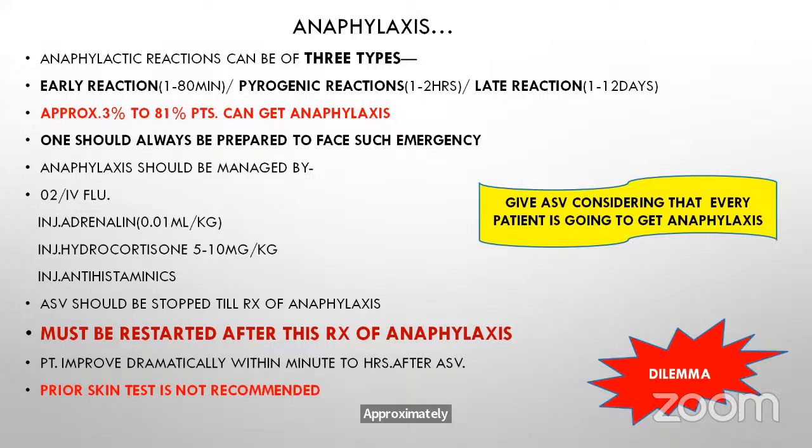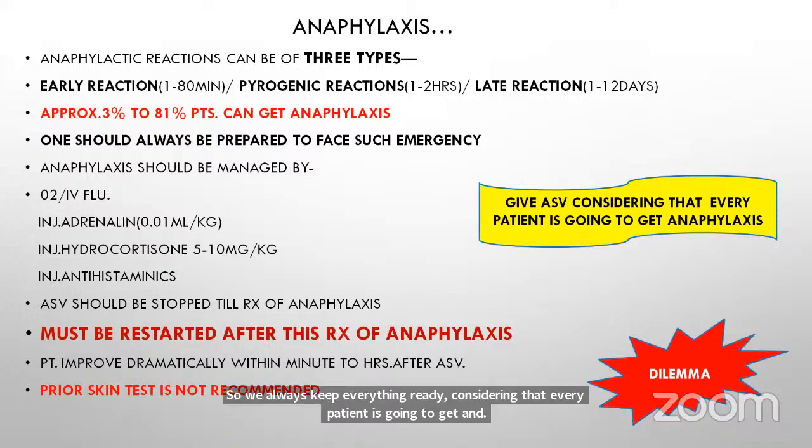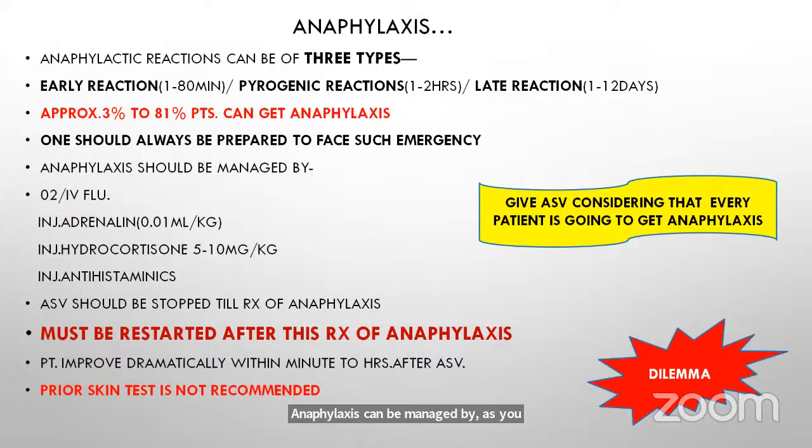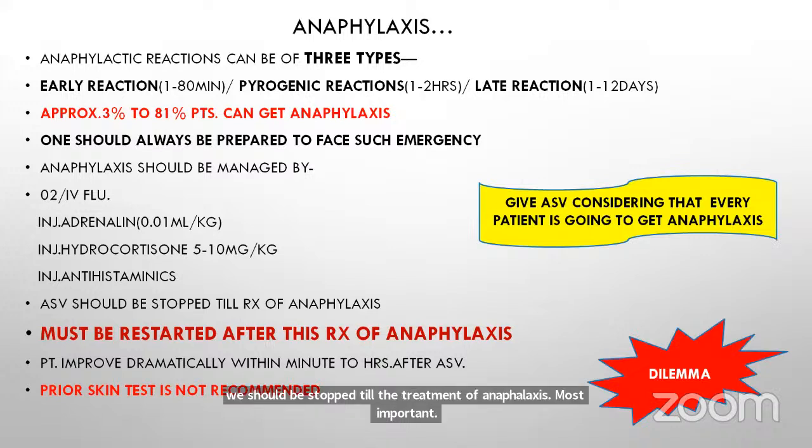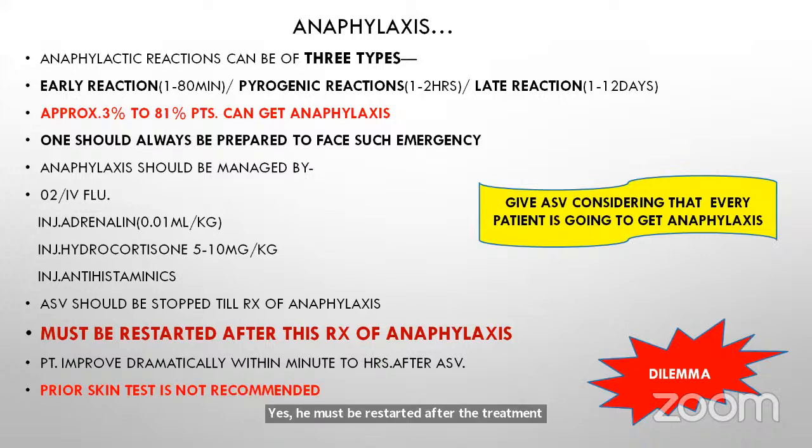So anybody can get anaphylaxis. One should always be prepared to face such emergencies. So we always keep everything ready, considering that every patient is going to get anaphylaxis. Anaphylaxis can be managed by, as you know, adrenaline, oxygen, IV fluid, hydrocortisone, antihistamines, everything. ASV should be stopped during the treatment of anaphylaxis. Most important, ASV must be restarted after the treatment of anaphylaxis is over. Once the patient settles down, ASV should be given immediately.